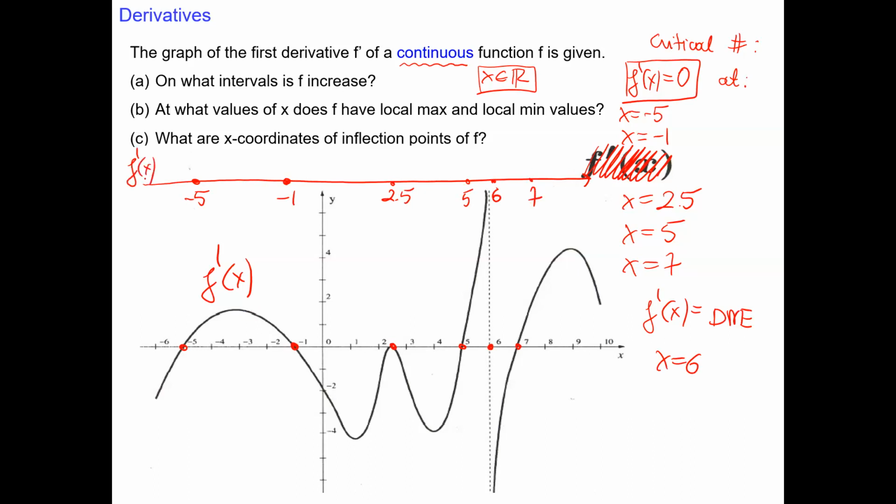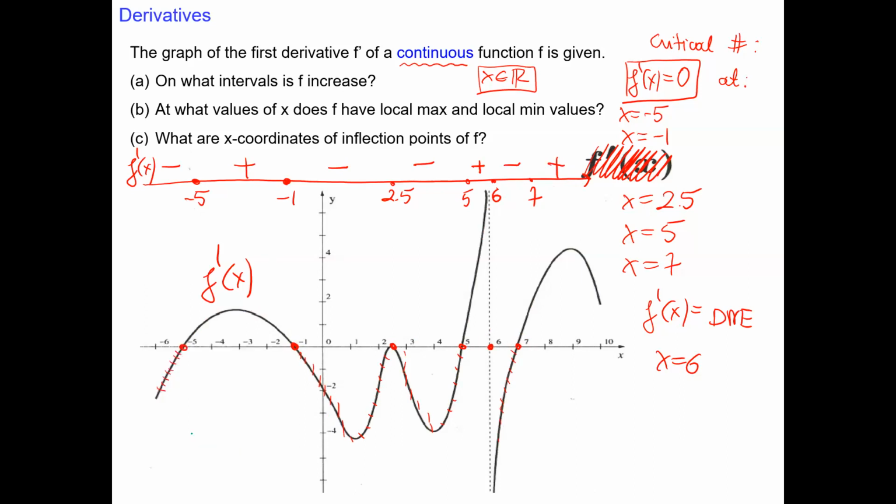Now we can test the sign of the first derivative, the graph that we see. If the graph is below, it's negative. If the graph is above, it's positive. That means all of this is negative. Between -5 and -1 is above, positive. Between -1 and 5 is negative. Between 5 and 6, positive. Between 6 and 7, negative. And after 7, positive.